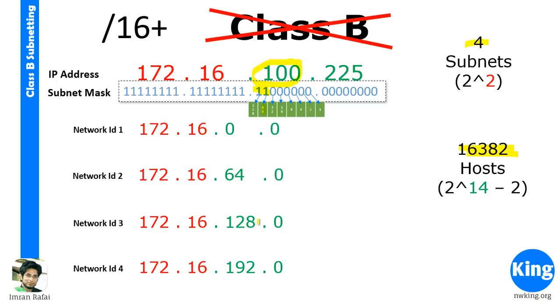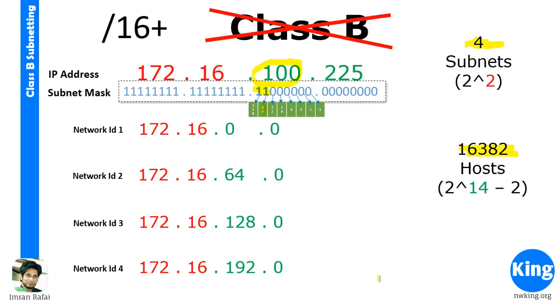Add another 64, it becomes 128.0. Add another 64, it becomes 192.0. Can we add another 64? No, because it becomes 256.0, which is not valid. That's one way of looking at it. And we know there are only four networks. 2 to the power 2 is 4, so we only have four networks.